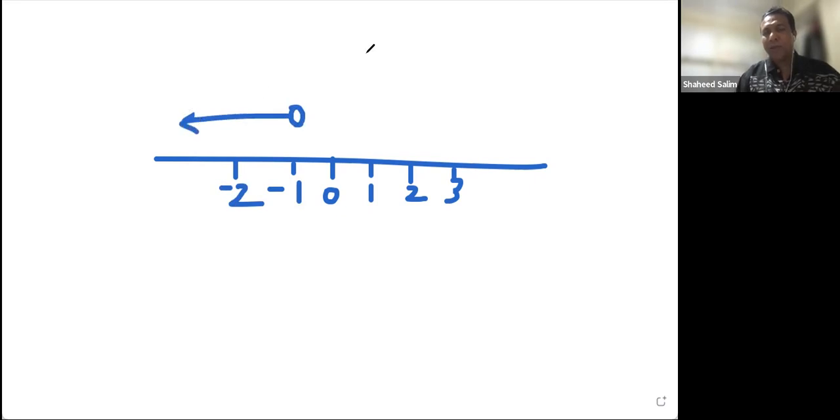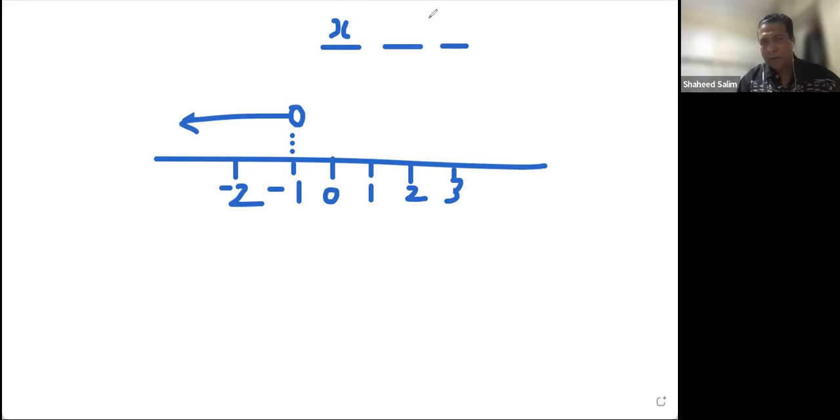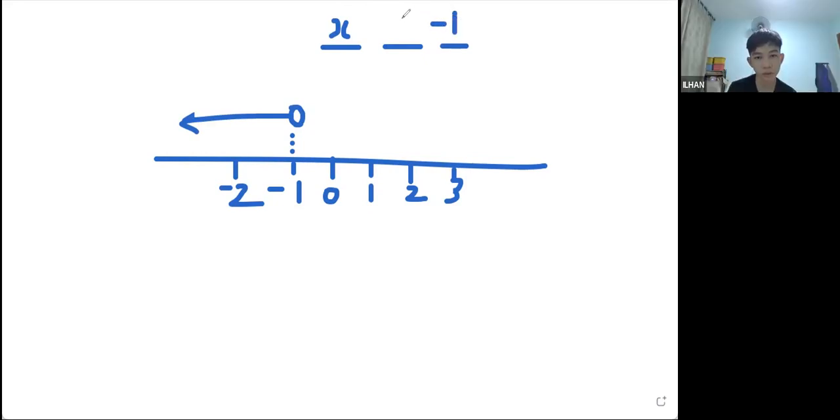I'm gonna draw like that. Can you tell me what the inequality is? What sign? What number? Like this. x, minus 1, and 0.